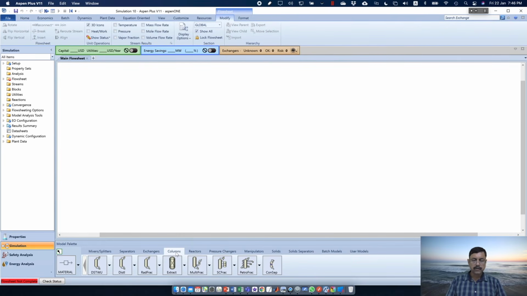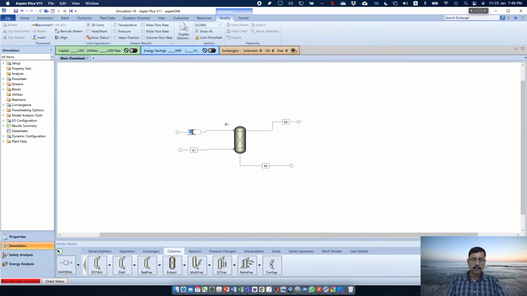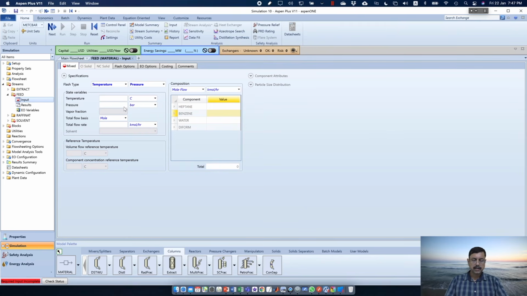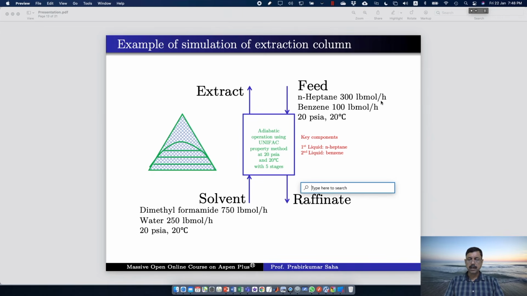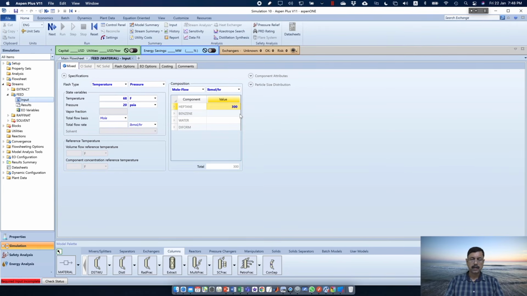Take the extract block over here. Material in, material out. So here you have to write feed. At the top, this solvent, this is extract, and this is raffinate. Press next. Feed material, temperature 20 degrees centigrade, pressure 20 psi. All the units are in English units, so let us use ENG. So pound moles per hour. Feed heptane 300 and benzene 100.